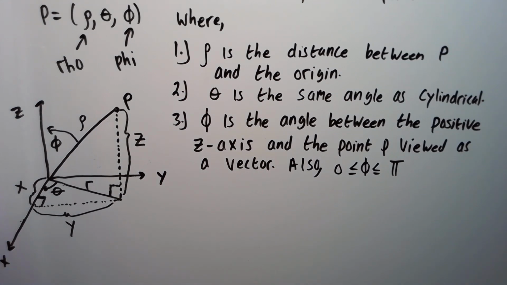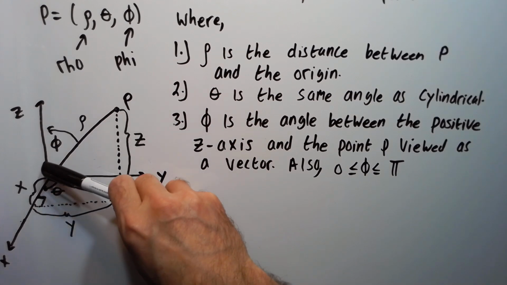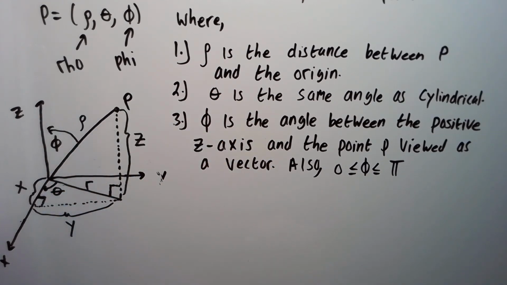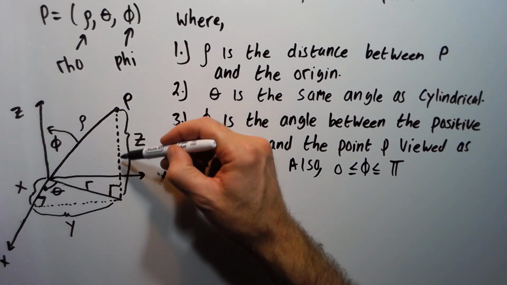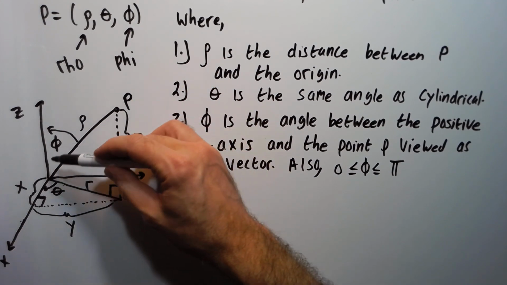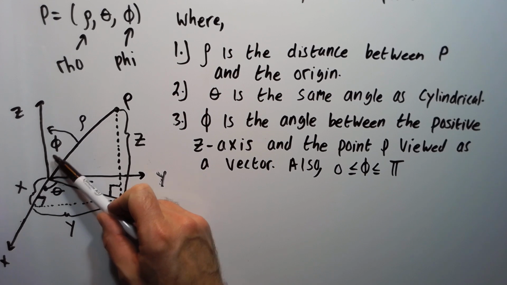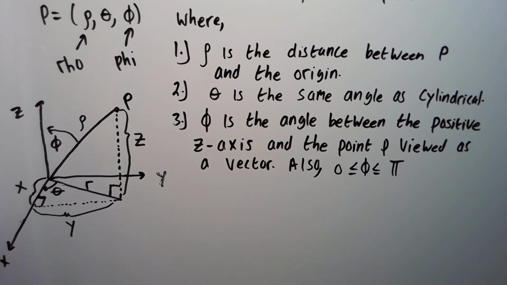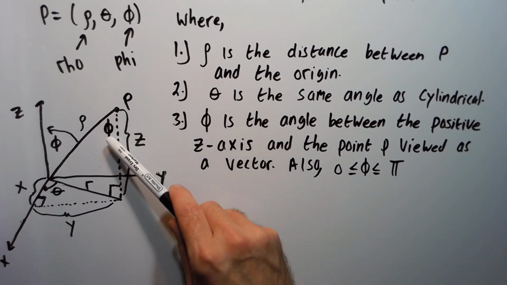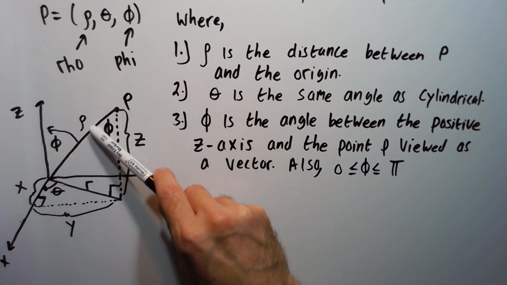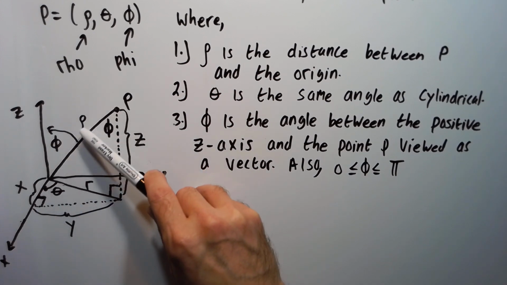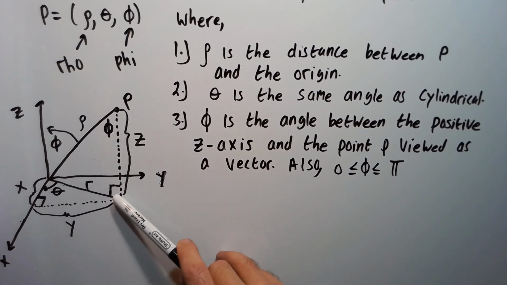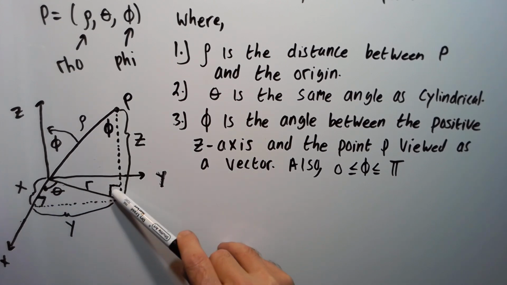Okay, so let's make some observations. The first observation is that the z-axis over here and this dotted line here are parallel. If they're parallel, that angle has to be phi also. So this guy's phi. Now I'm going to look at this right triangle, which has rho as the hypotenuse and phi here, and the right angle down here.